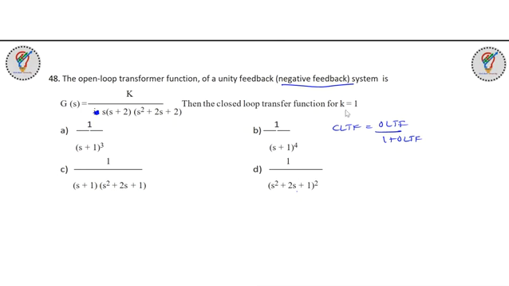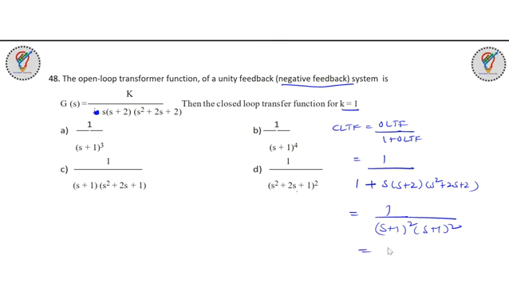Now take this open loop transfer function and substitute K = 1. Directly substituting this equation, we get 1 divided by 1 + s(s+2)(s^2+2s+2). Now if you solve this, check the final equation. The final equation will be similar to 1 / ((s+1)^2 (s+1)^2). If you want, you can cross check. So the answer will be 1 / (s+1)^4. You will get the same answer here. So B is the right answer for this question.